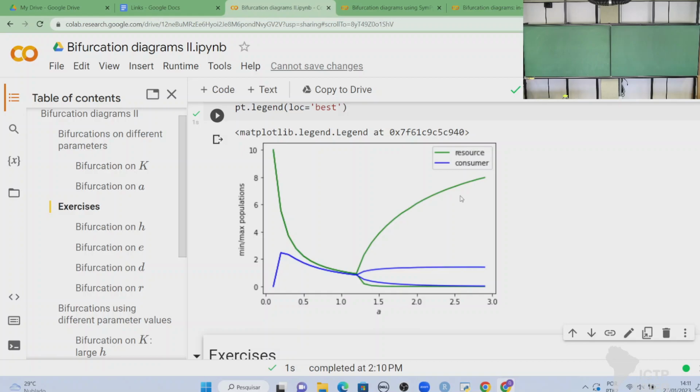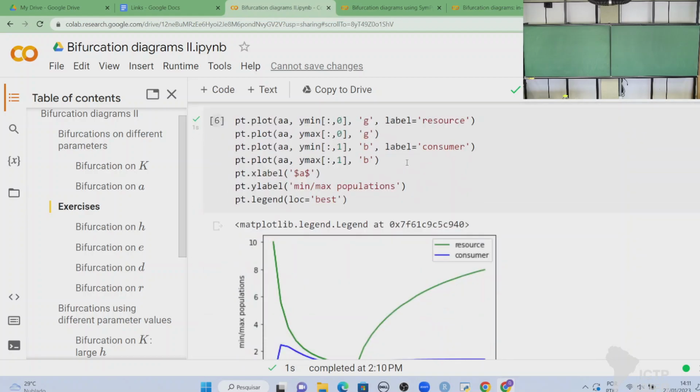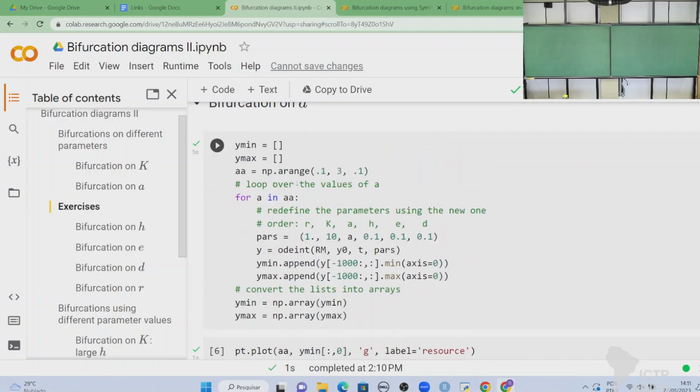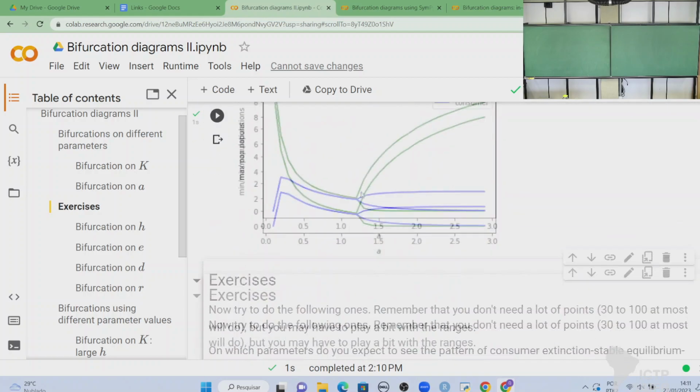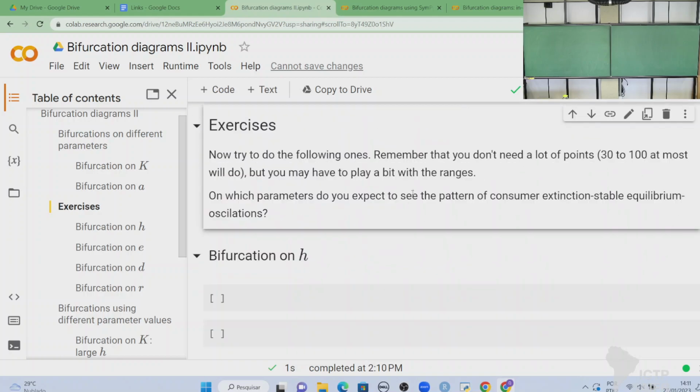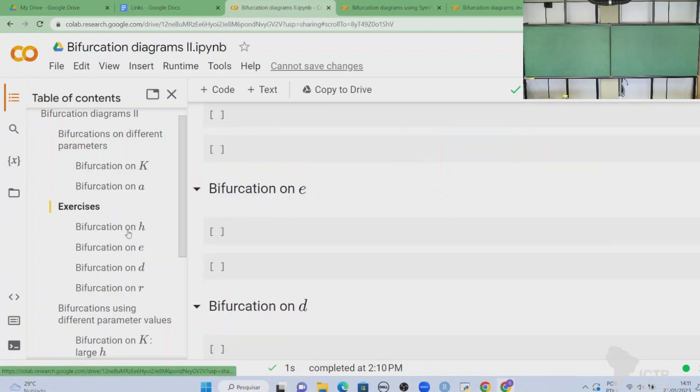It's pretty much copy and paste, change the parameter values. You have to think a little bit about the range of parameters. Maybe you have to try it twice and so on, right? It doesn't need to take too long, something like 50 points. At most 100 points in the bifurcation diagram is okay. Now I'm asking you to do it on H, on E, on G, and on R, right?